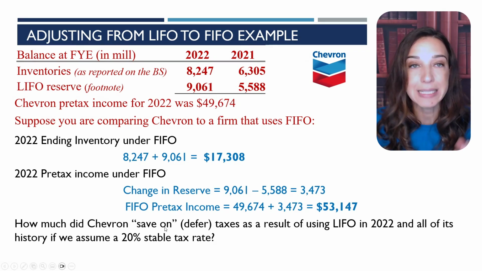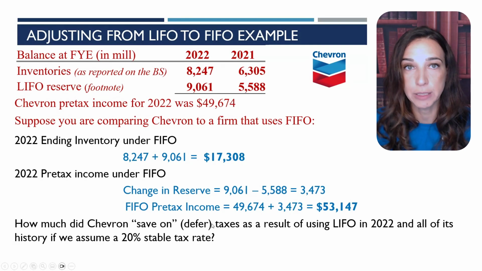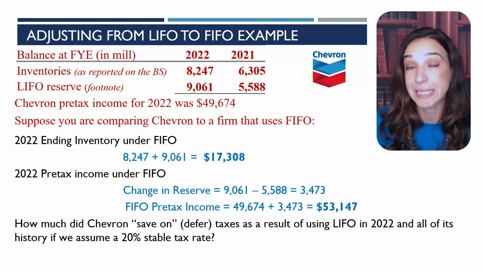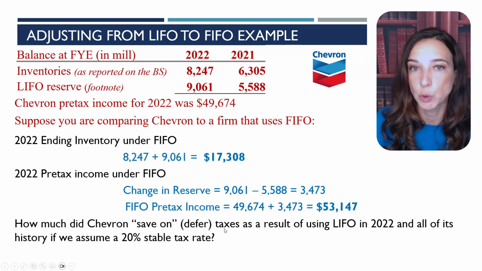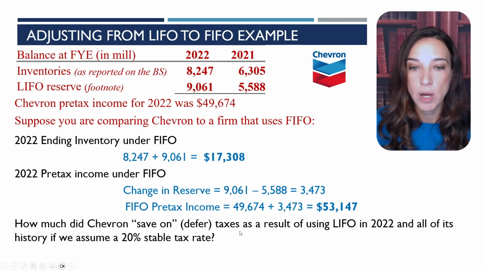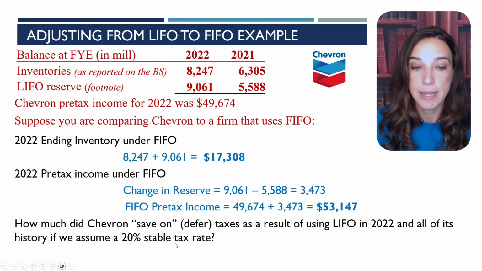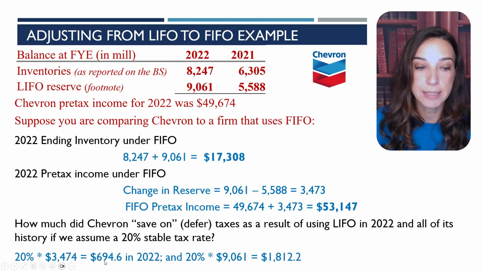How did Chevron save on taxes as a result of using LIFO? Notice that I have "save on" in quotations here because really this is a deferral of the tax payment to some future period. In 2022, they depressed their income by $3.473 billion as a result of using LIFO. So if we assume some 20% stable tax rate, then they will have saved $694 million, which again is just the 20% tax rate times the change in the LIFO reserve.